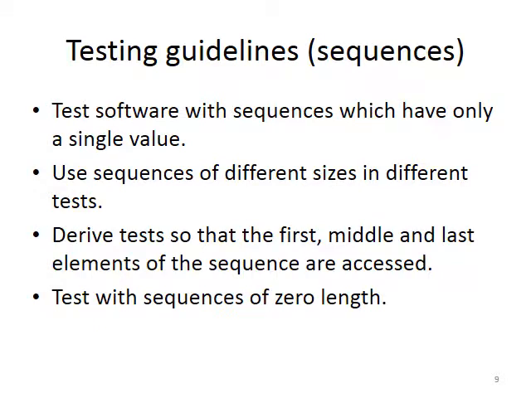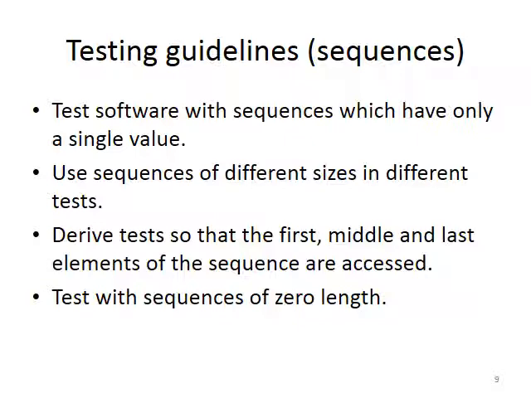While testing, some guidelines need to be followed. Suppose you are giving the values in sequence. Test the software with sequences which have only a single value. Many times, I'll give you a simple example, suppose you are sorting some numbers. Usually whenever you sit for testing, you will give 5 numbers, 10 numbers, 15 numbers like that. But check, give only one value. Take one single number, and you have to check what actually happens with your particular program.